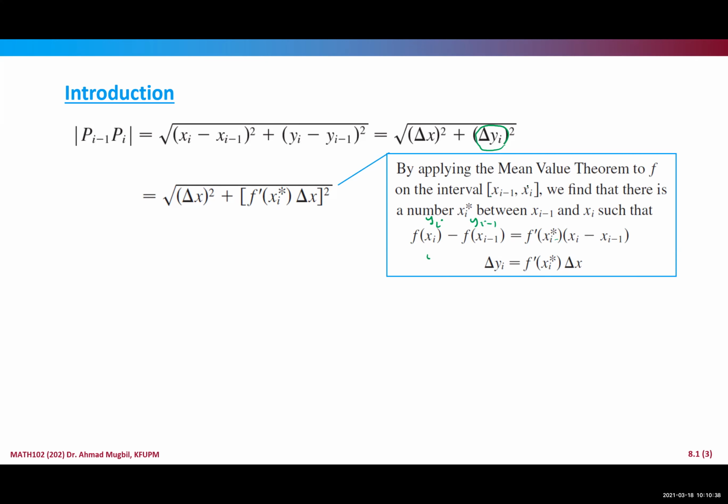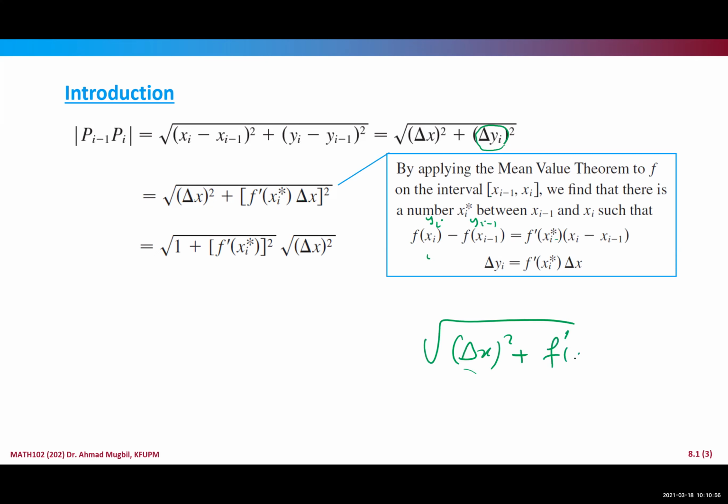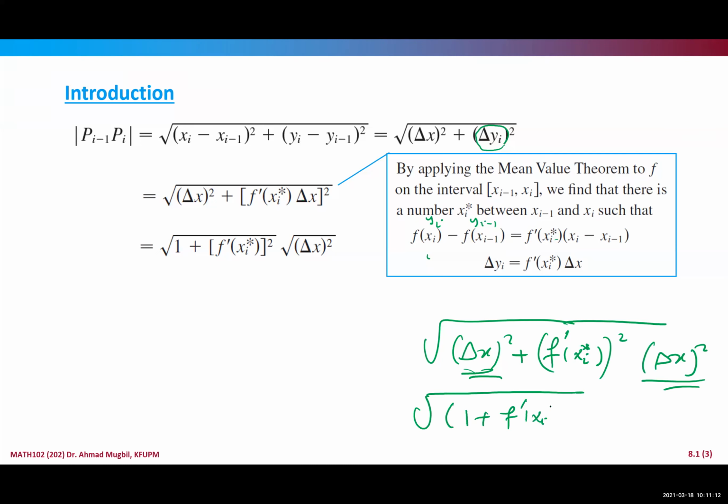Now, if you look here, we replaced delta yi by f prime delta x. Now we can square here. So if you square, what will you have? Let me square it for you here. It will be delta x all squared plus f prime of xi star squared, and also delta x all squared. Then take delta x squared as a common factor. So what will you have? You will have 1 plus f prime of xi star squared, and here you will have delta x all squared.